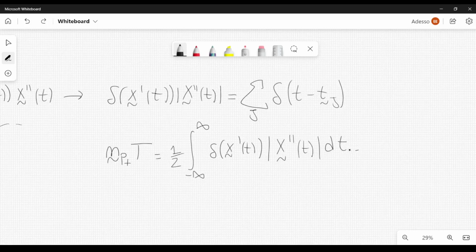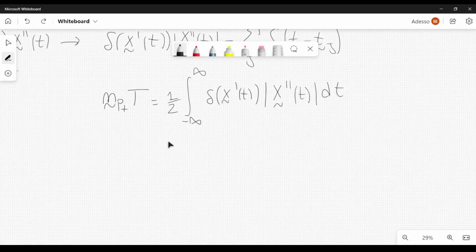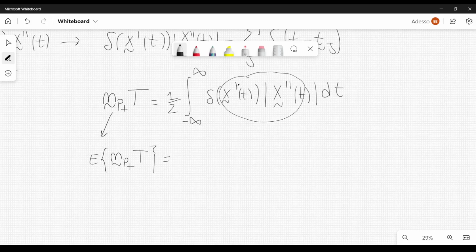Now, instead of writing inequality here, let me consider the expected value. Now we want to consider the expected value of this. We want to find the expected number of total positive peaks. And this will be simply equal to, well, we have to use the joint distribution of these signals. We have x prime, x double prime, and in general we have to consider the joint distribution f x x prime x double prime.